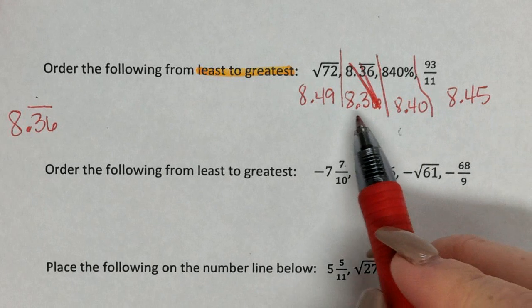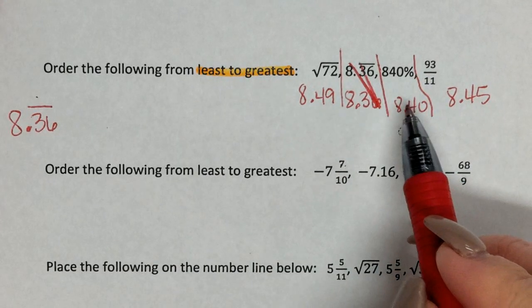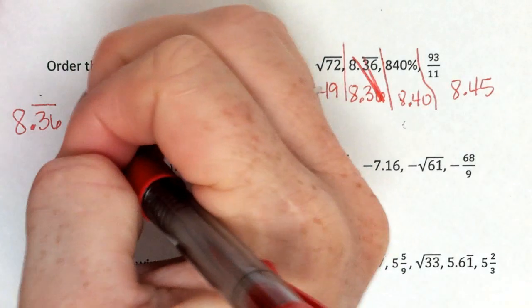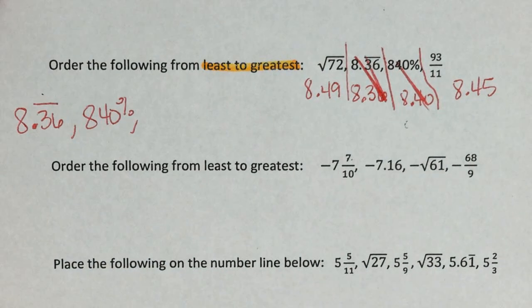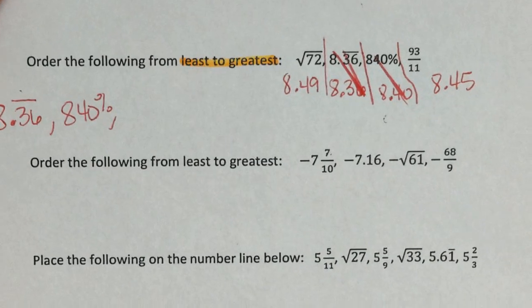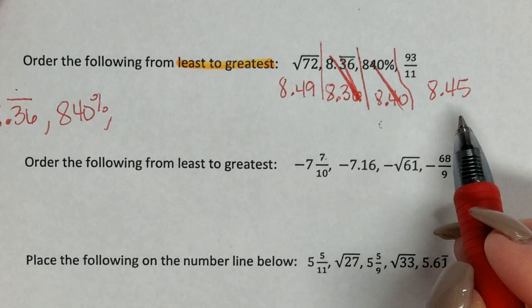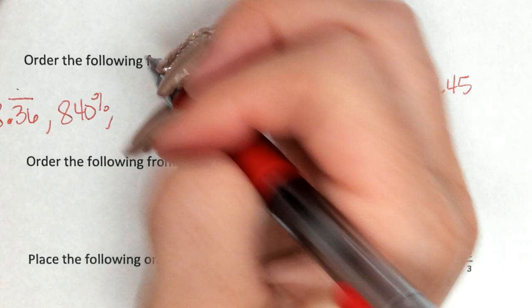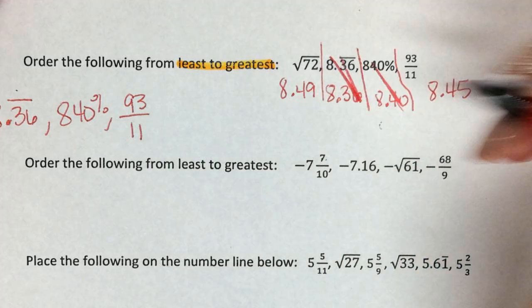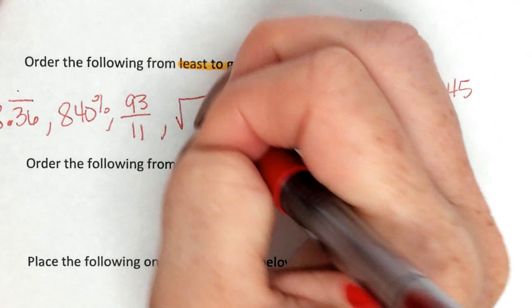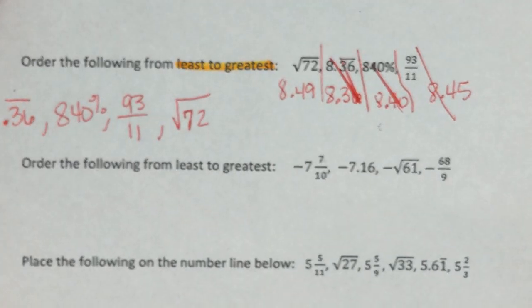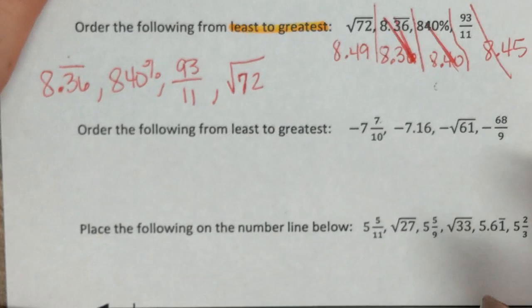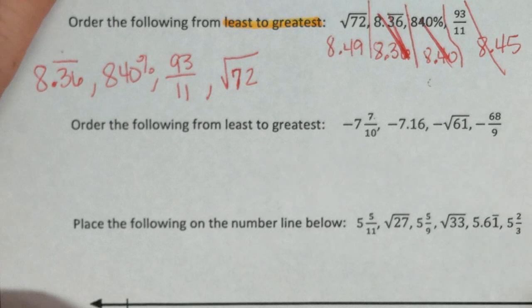Now which one's worth the least? 840%. I want it back in its original form. Mark it out because you're done with it. Now which one? 93 over 11. This one. 93 over 11. And then last is square root of 72. Very good. Okay, let's go do this one.